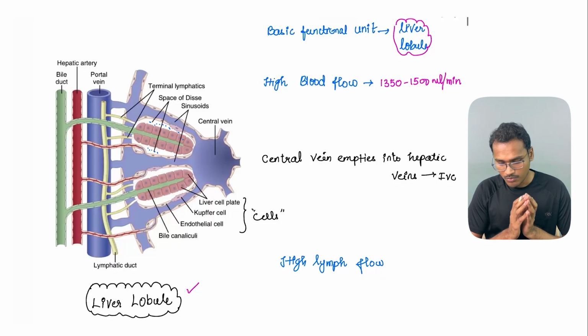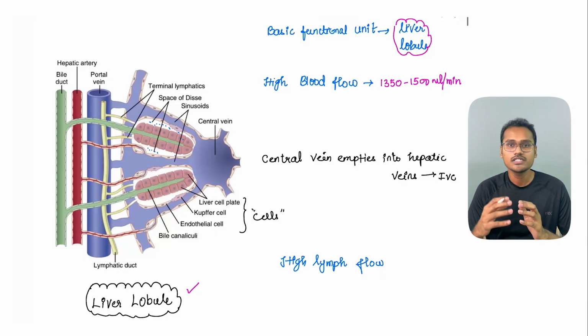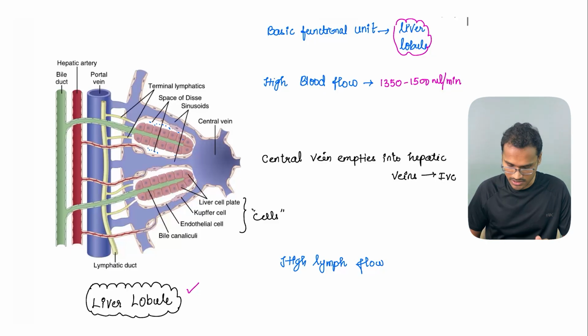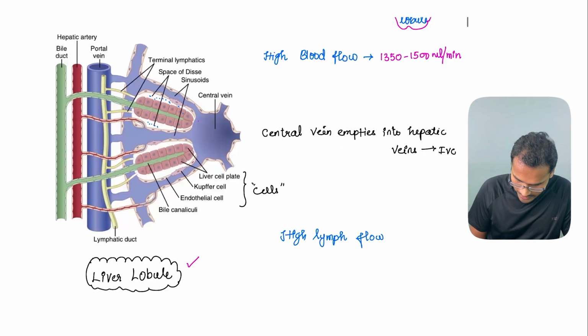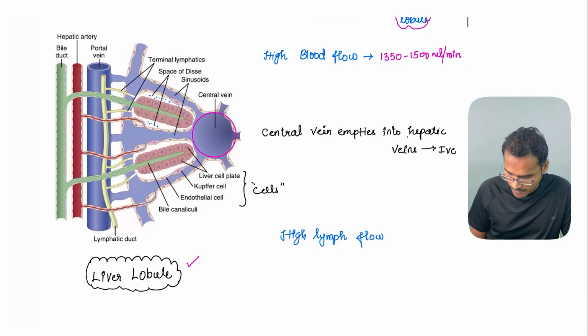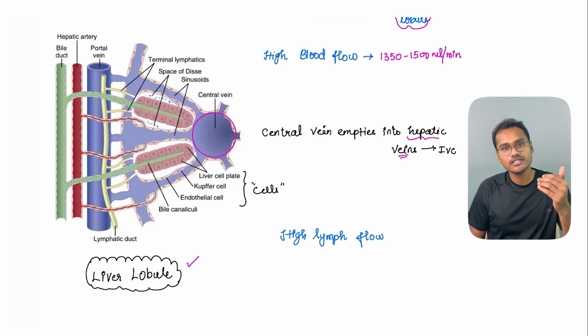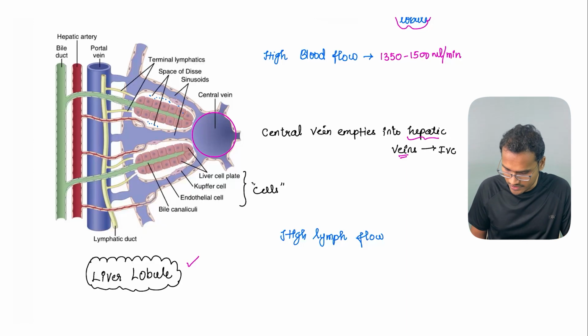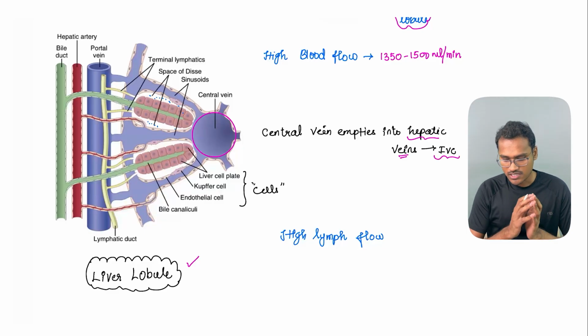And there is one important region around which the hepatic liver lobule is constructed, and that is the central vein. So this centralmost part, as you can see here, is called the central vein. This central vein first empties into the hepatic veins, and further on they will empty into the inferior vena cava. So this is their structure.